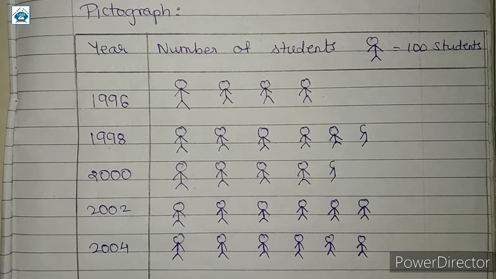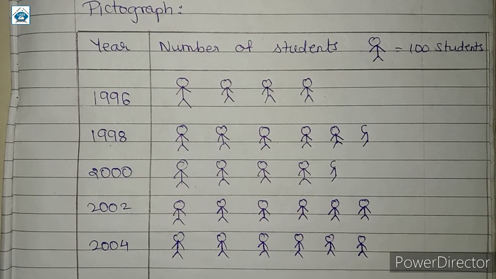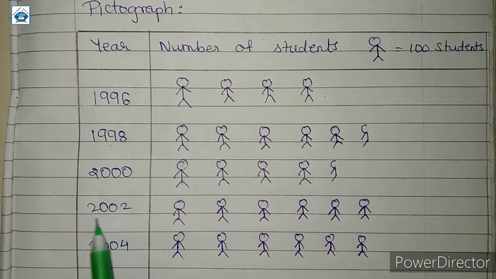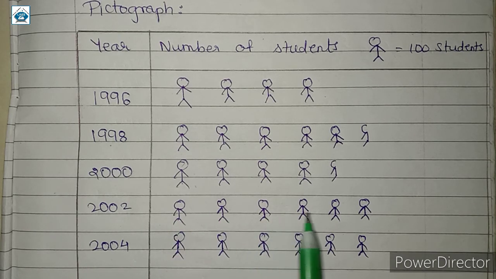Now, once we have finished the pictograph, we are given a couple of questions which we need to answer. First of all, we are given how many symbols represent total number of students in the year 2002. So here we have the year 2002 and we are asked कि ऐसे कितने symbols हैं जो number of students को represent करते हैं. Now in the year 2002 there were 600 students. So कितने symbols represent करेंगे? 1, 2, 3, 4, 5, 6. So 6 symbols represent the total number of students in the year 2002.